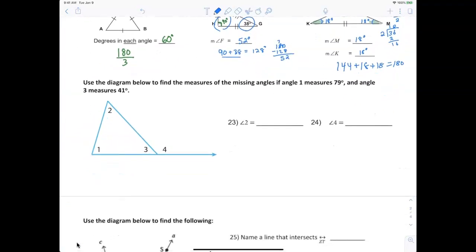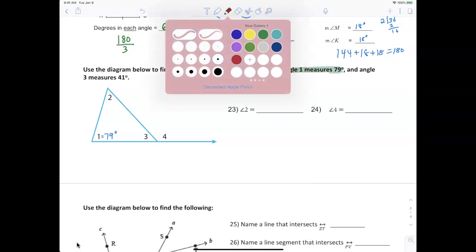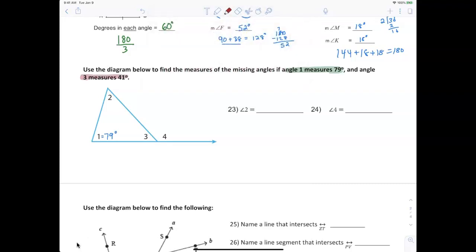Now, this is the one that I was worried about, because it's a little bit more complicated. But they're telling you that angle 1 is 79 degrees. So what we're going to do is put angle 1 is equal to 79 degrees. And then it says that angle 3 is 41 degrees, so I'm going to put 41 degrees here. So now it's real simple.